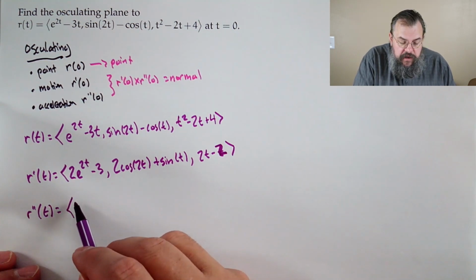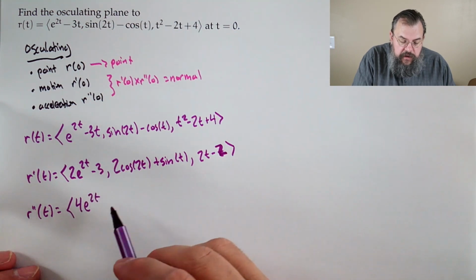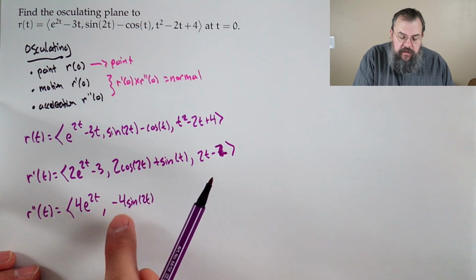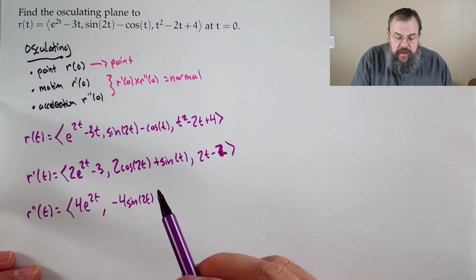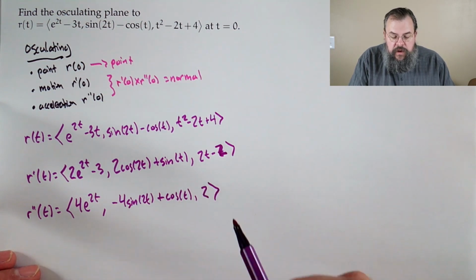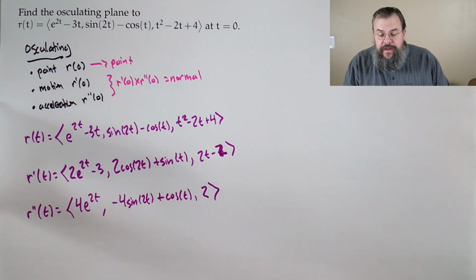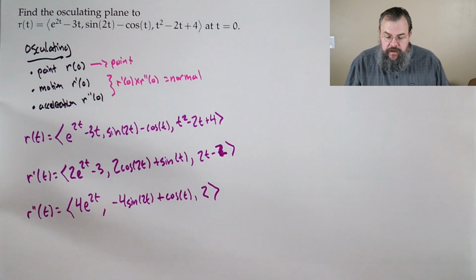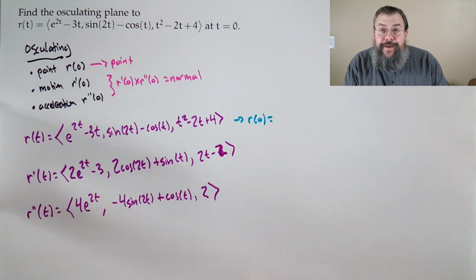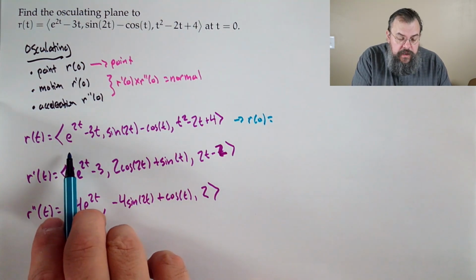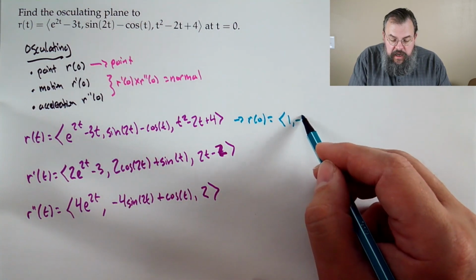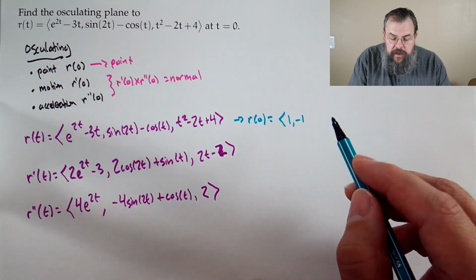So r double prime of t is 4e to the 2t, the constant goes away, minus 4 sine of 2t. This is because I have a 2 and another 2 by the chain rule. And then plus cosine of t and 2. Well, now evaluate. What do we get? Well, we get r of 0. The nice thing is 0 is a good number to work with. 1 minus 0, 1. 0 minus 1, negative 1. 0 and 0 and 4, 4.